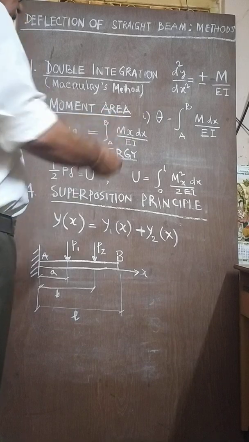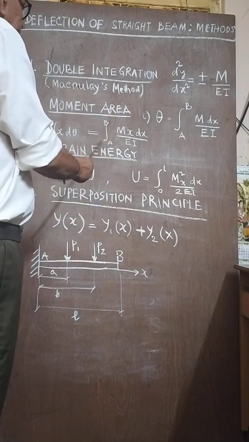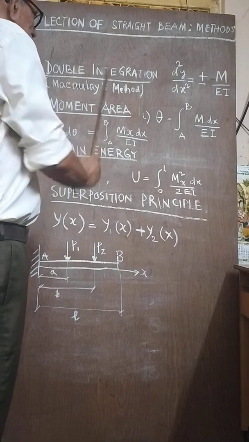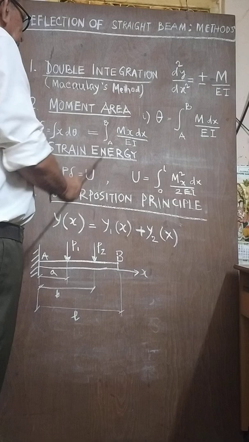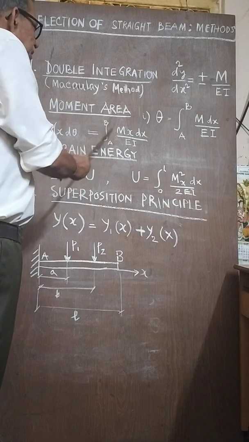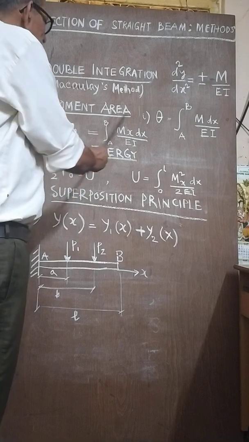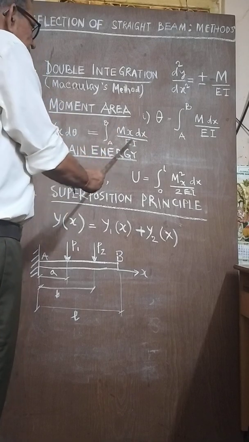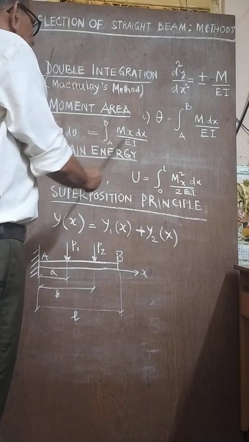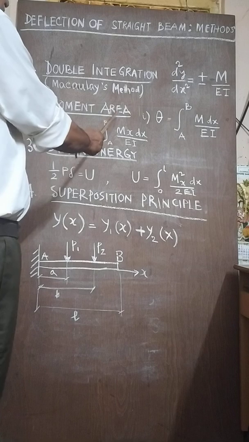Deflection is the moment of the area, that is x into d theta, between B and A. Deflection is nothing but the moment of the area between B and A, that is, the deflection of B with respect to the tangent at A is the moment of the area of the moment curve divided by EI. So this is the method of finding it. These two theorems are used for the moment area method.